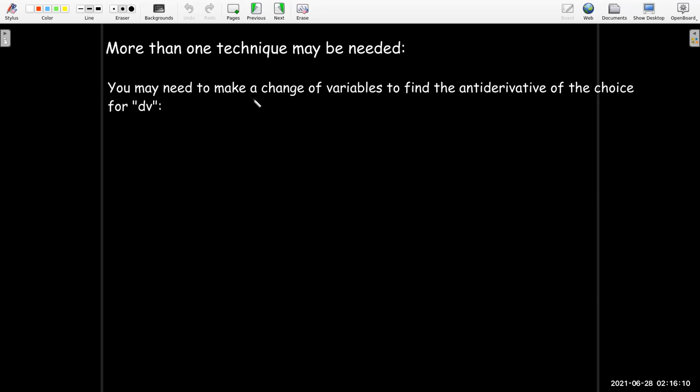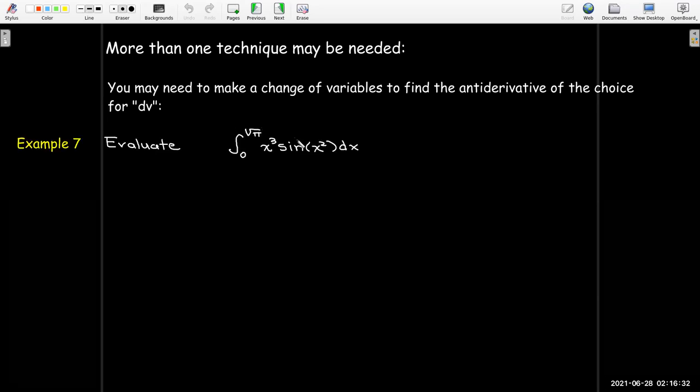Another technique, or another combination of techniques, is that when we find the antiderivative for dv, we may need to do more work. So far, in all of our examples, we could just mentally determine the antiderivative. Sometimes you have to do some more work. So let's look at this example. I'd like to evaluate the definite integral from 0 to radical pi of x cubed sine of x squared dx.